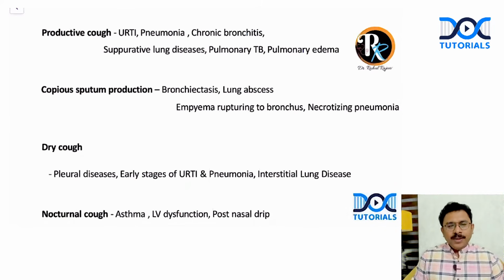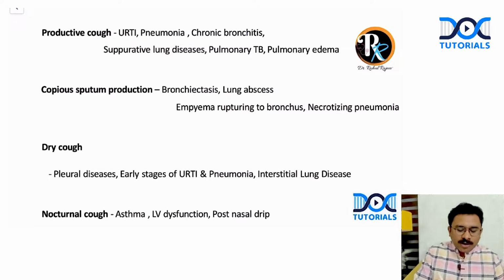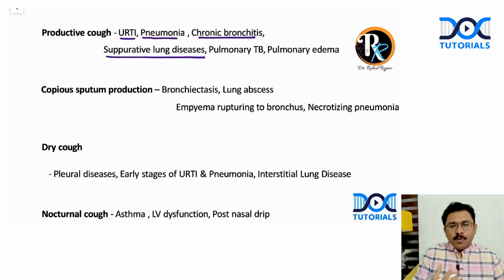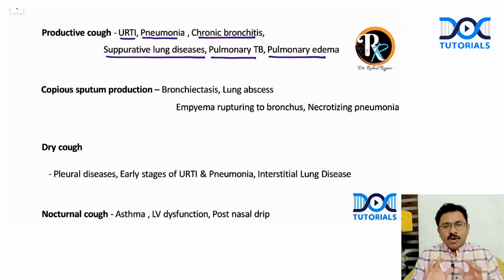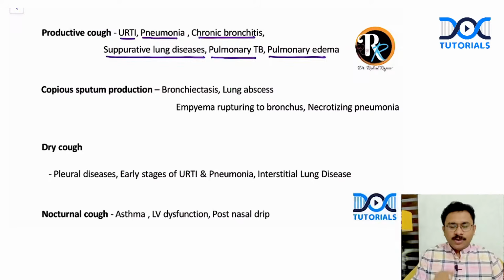Now they might ask you about the two types of cough. Favorite viva question, they might ask you, tell me the causes of productive cough. Tell me the causes of dry cough. Favorite question. So productive cough occurs in disorders like upper respiratory tract infection, pneumonia, chronic bronchitis, suppurative lung diseases. I've already told you what are the suppurative lung diseases, the lung abscess and bronchiectasis, the pulmonary tuberculosis as well as pulmonary edema. These are the causes of productive cough, right? Important. Now, they might also ask you what are the causes of bronchorrhea, copious sputum production.